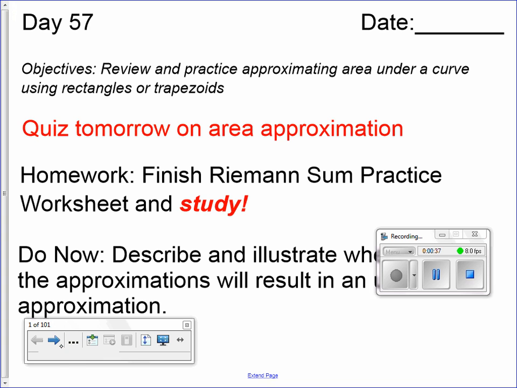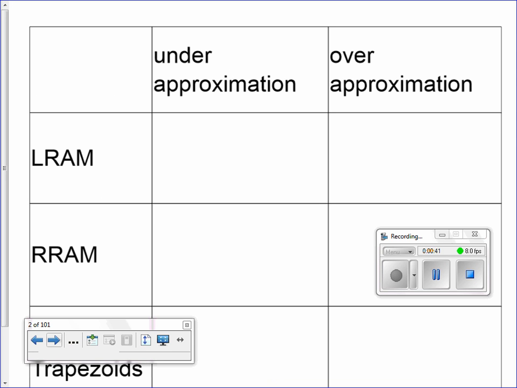Now, for the do now today, what I want you to do is try to draw a graph where using a left-hand Riemann sum we'd wind up with an under approximation, and then draw another graph where using a left-hand Riemann sum would give you an over approximation, and see if looking at what you came up with you can figure out a word to describe what's going on. When will a left-hand Riemann sum give you an under approximation, and when an over approximation? Think about what it'd have to look like, and same thing for using a right-hand Riemann sum. And then do that for trapezoids. Think about what the graph would look like where trapezoids would give you an under or over approximation. I'm going to check the trapezoid homework while you work on that.